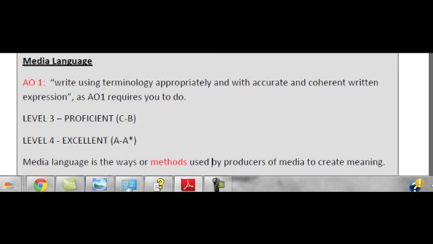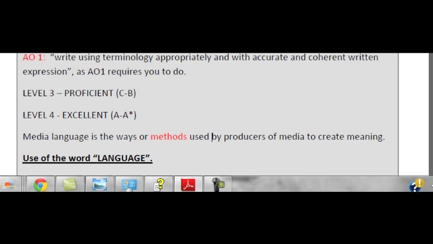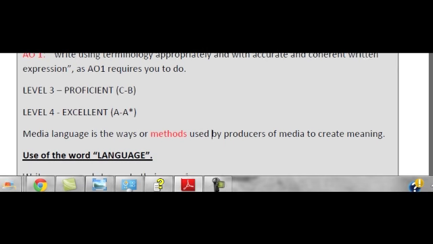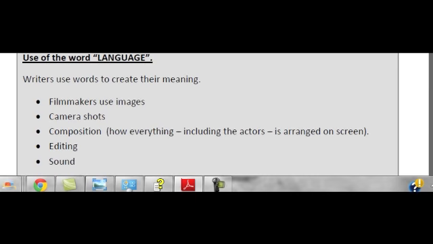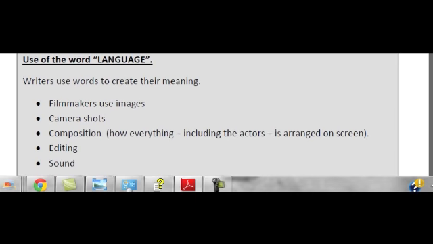Put simply, media language refers to the methods used by producers of different media, whether they are the producers of television shows, newspapers, or video games. It's all about how they create meaning. The use of the term language is what seems to cause the most consternation for students, but you should just look at it like this. When you study English, writers use words to create meaning. With non-fiction texts, other devices come into play like presentational features, different types of sentence structures, paragraphs, sections, etc.